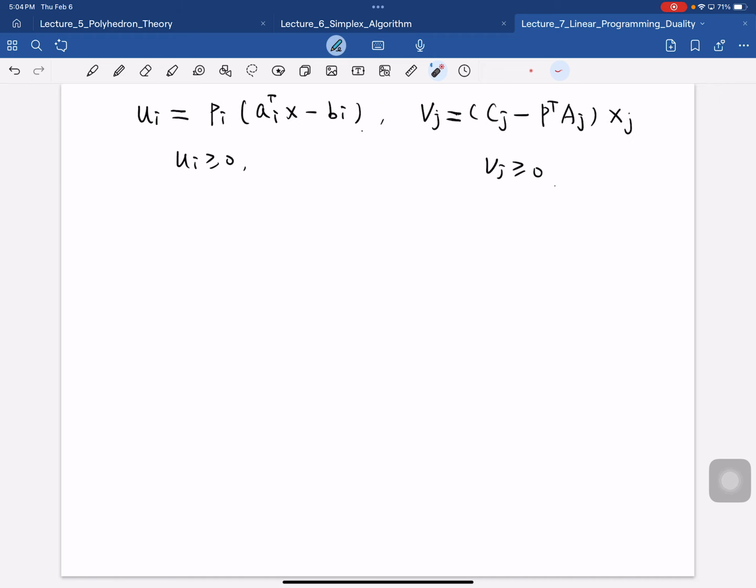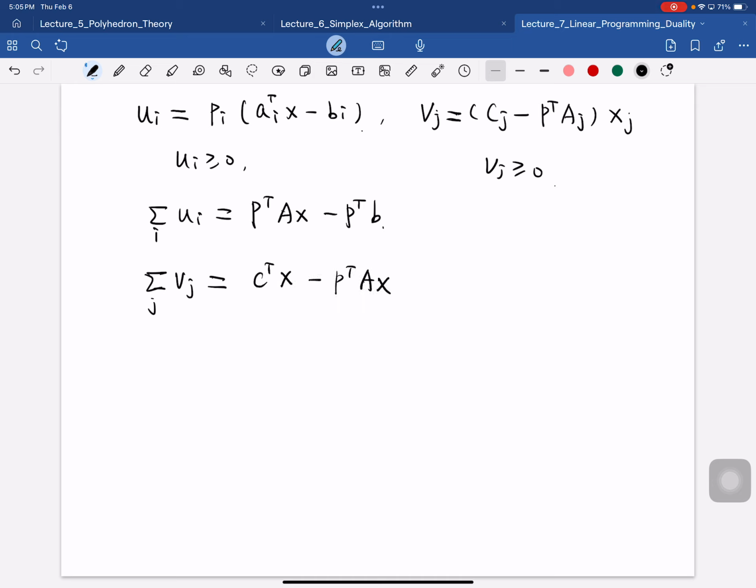Now with that, let's compute the following values. If you sum over all the u_i's, you could do the math, this is nothing but p transpose Ax minus p transpose b. And similarly, if you sum over all the v_j, this is nothing but c transpose x minus p transpose Ax.